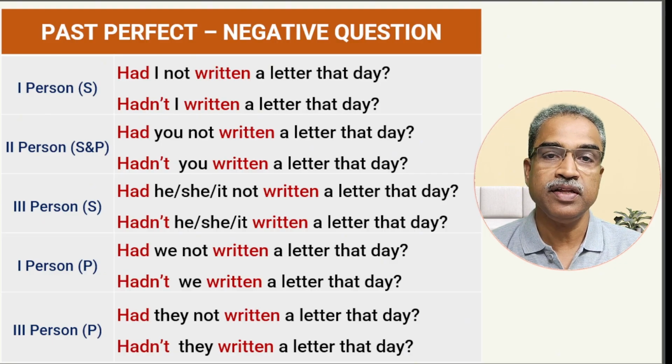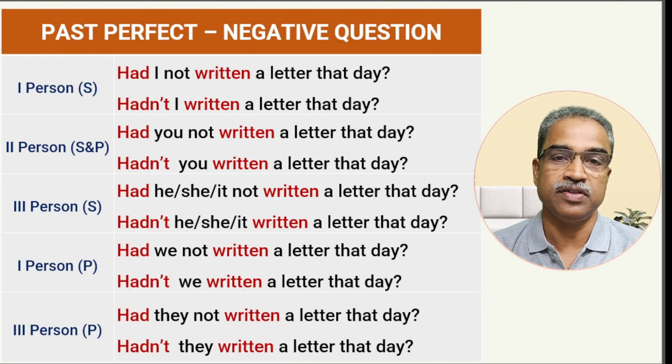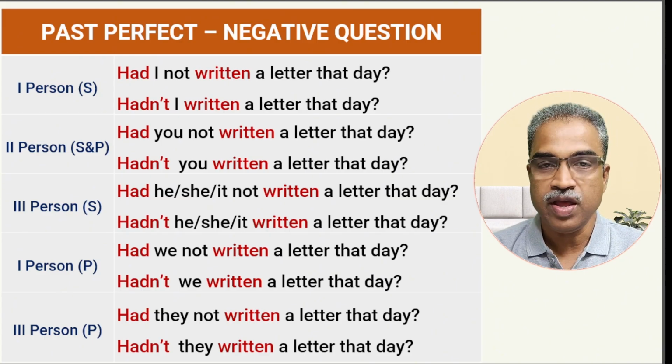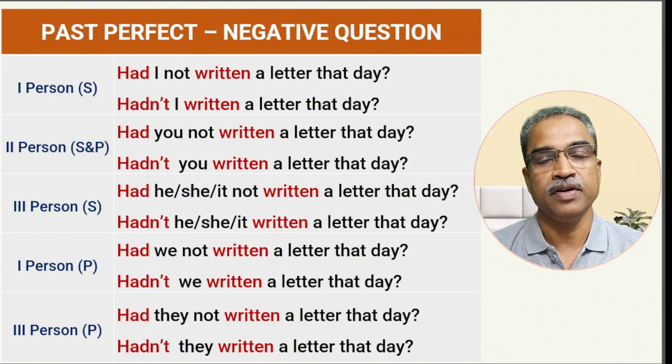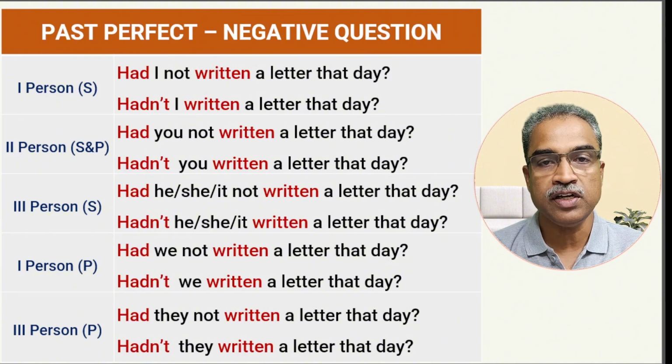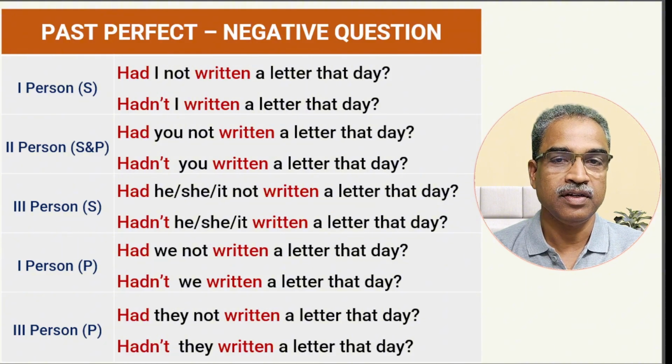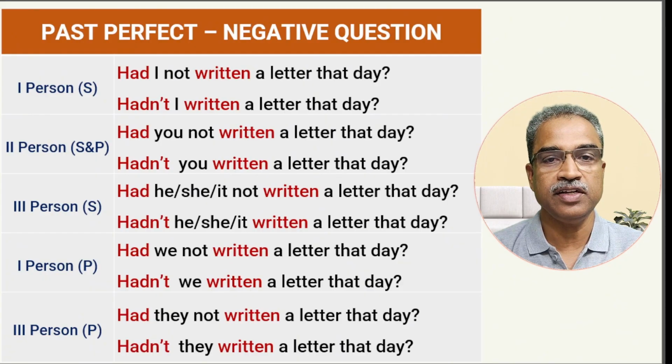So the questions will be this way, negative questions. And again, the first person plural, we. We had not written a letter. It will change into, had we not written a letter? Or else, hadn't we written a letter? And similarly, the last one, past perfect, third person plural, they. They had not written a letter. Changes into had they not written a letter? Or else hadn't they written a letter?